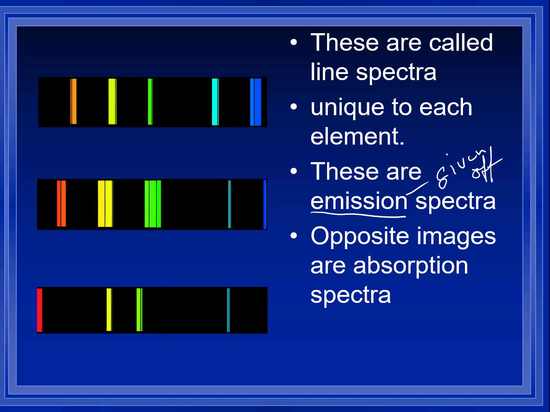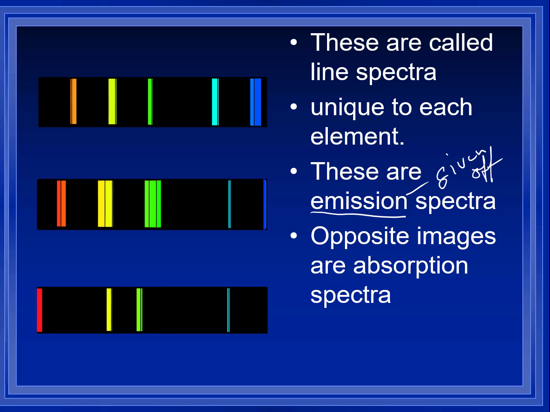The exact opposite of this: if you took white light and shined it through the gas of this element, you would get the opposite image. That means every place where it's black, there would be that color of the rainbow, and every line would be where there'd be a black spot. That color wouldn't get through. So the colors it gives off are the same as the colors it absorbs.